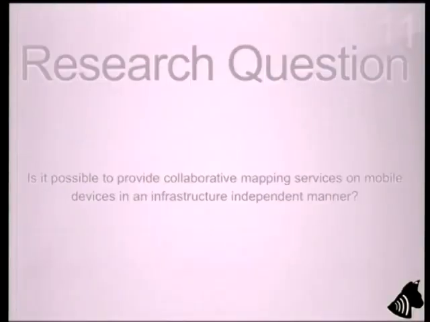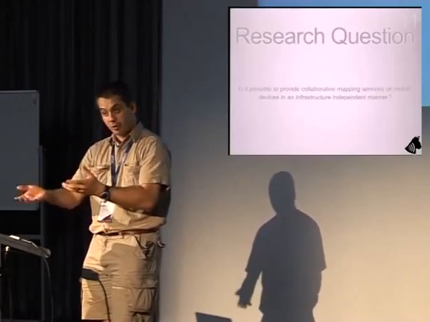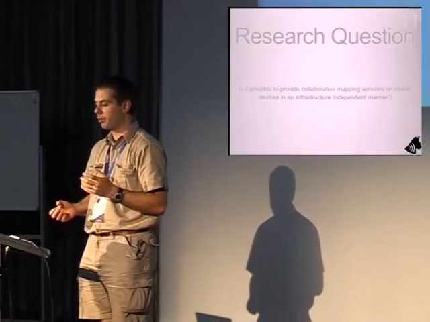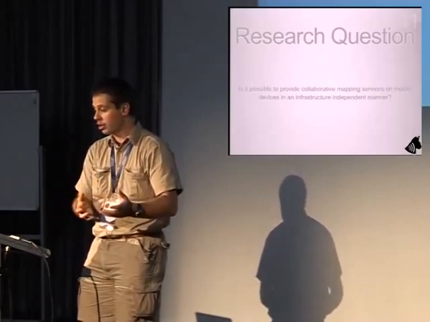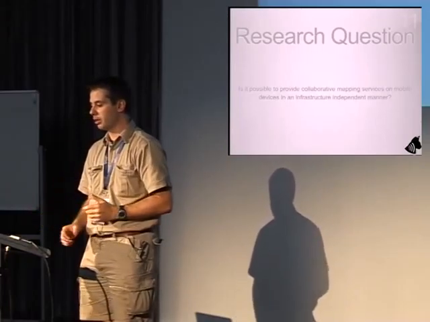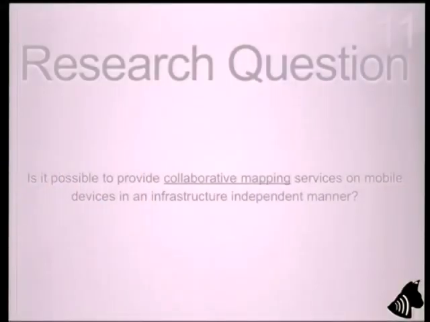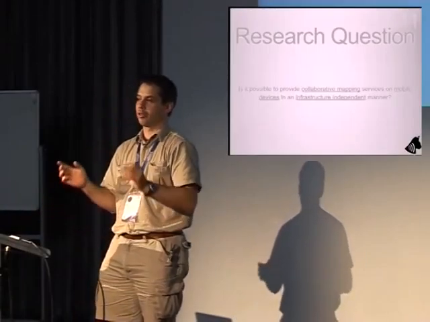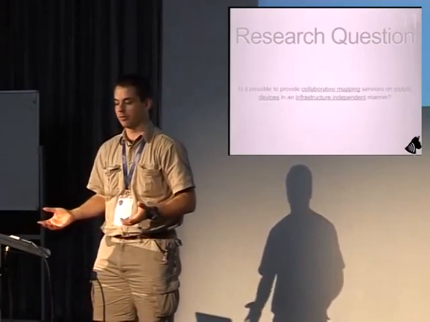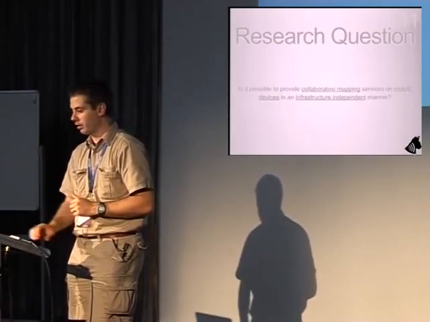So this got us all thinking. When Corey and I sat down, we thought, okay, what is the research question that we want to answer? And we boiled it simply down to this. Is it possible to provide collaborative mapping services like Ushahidi on mobile devices in an infrastructure independent manner? There are three key points that we really want to draw out from this. The first is collaborative mapping and what that actually means. What do we mean by mobile devices? And ultimately, what do we really mean by infrastructure independent? Because if we don't quantify these, we actually can't answer the research question. And it just helps us with our thinking generally.